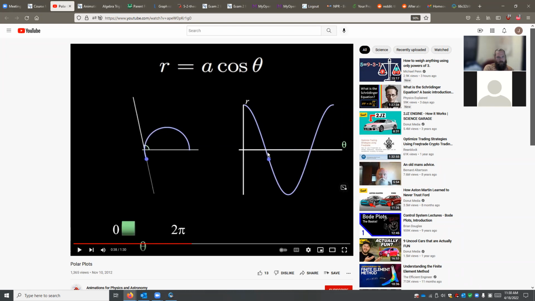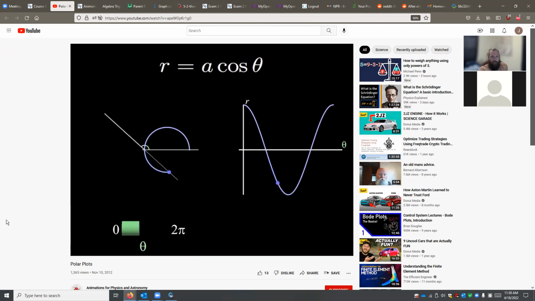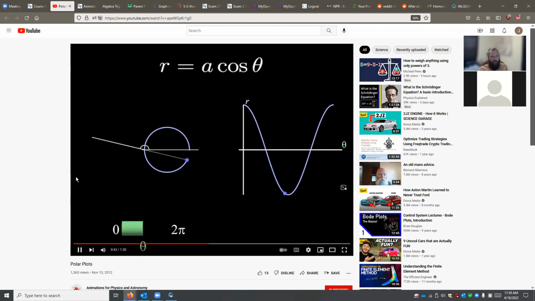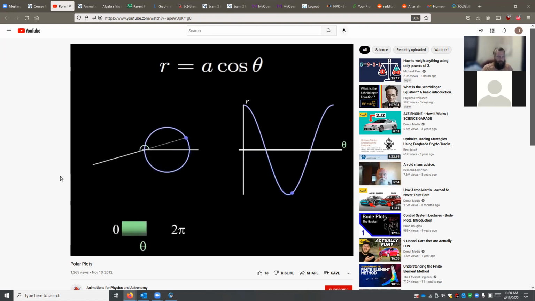Now check this out. R is negative here. And normally, as theta is between pi over 2 and pi, we would be drawing over here in quadrant 2. But because the radius is negative, we have to reflect those points through the origin. That puts us down here. One more. So this is going to trace that curve twice as theta goes from 0 to 2 pi.